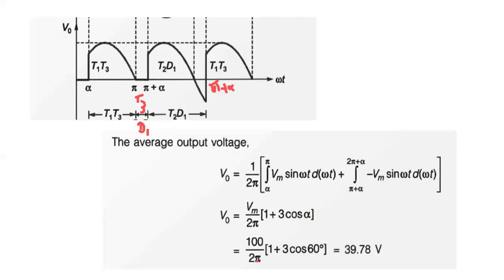So Vm is given as 100. So 100 by 2 pi into 1 plus 3 cos 60 degrees will be equal to 39.78 volts. So this is the required answer. 39.78 volts is the required answer.